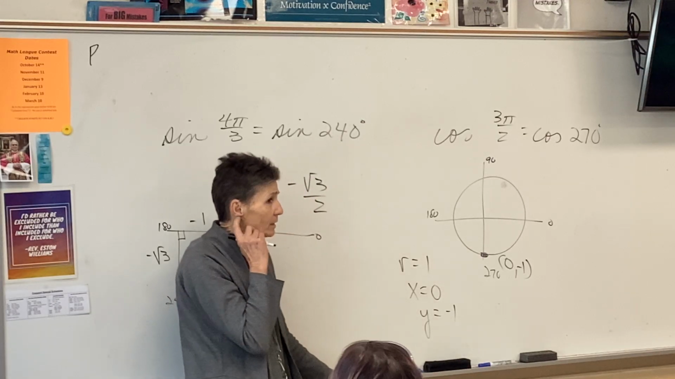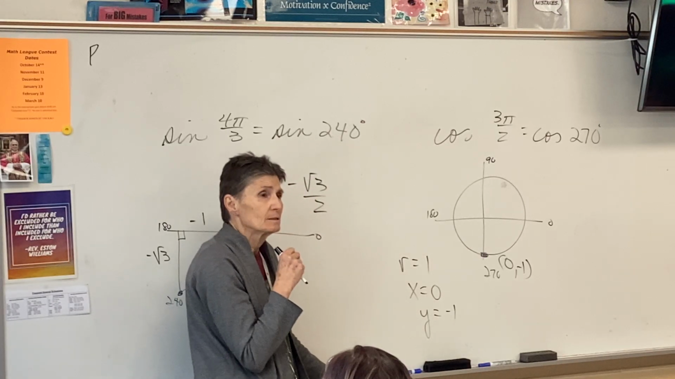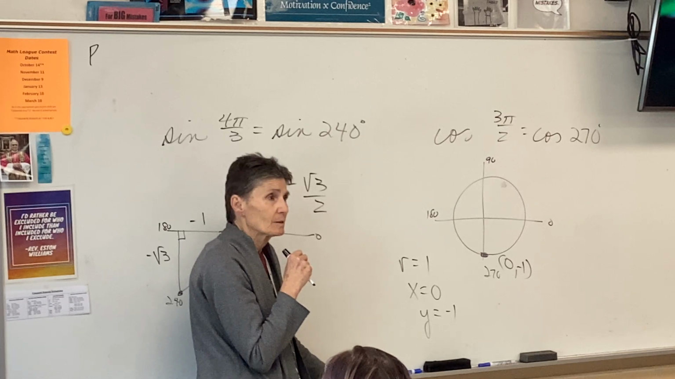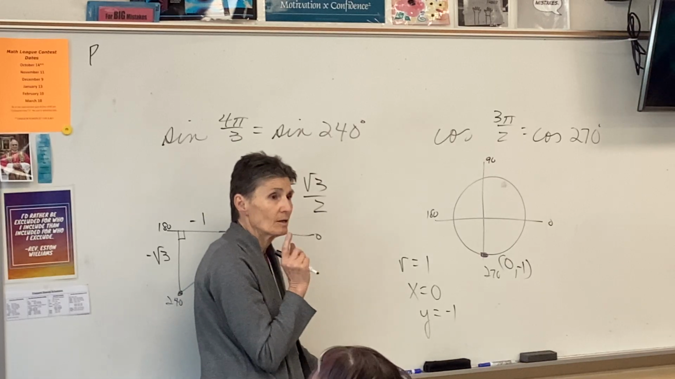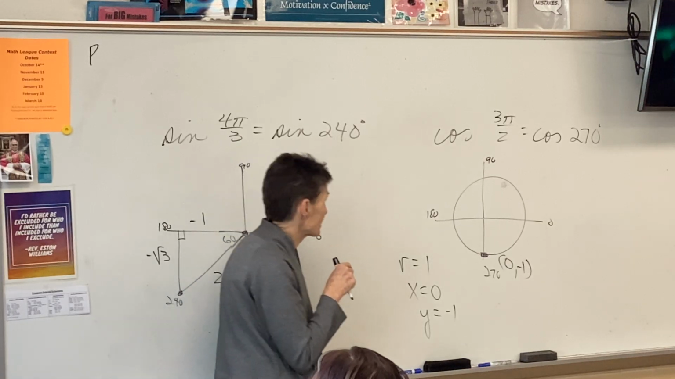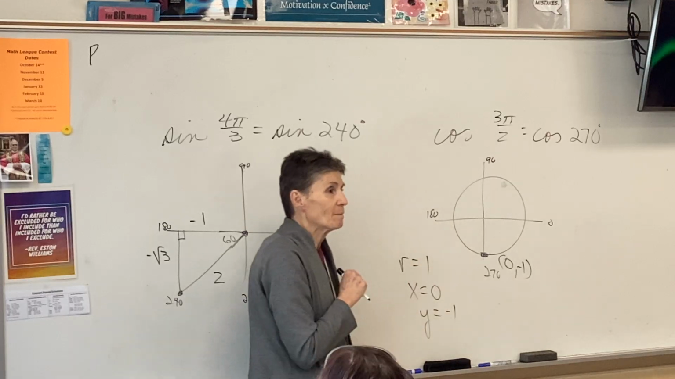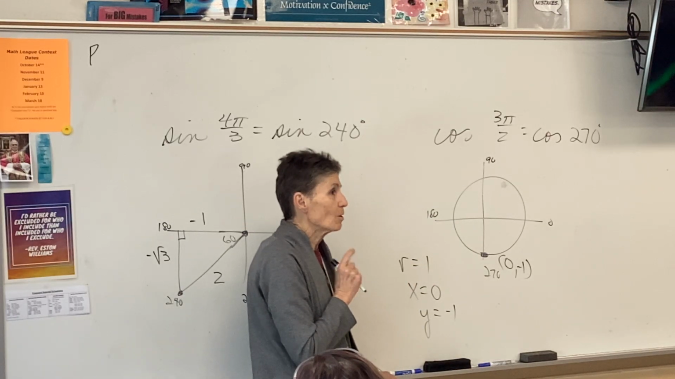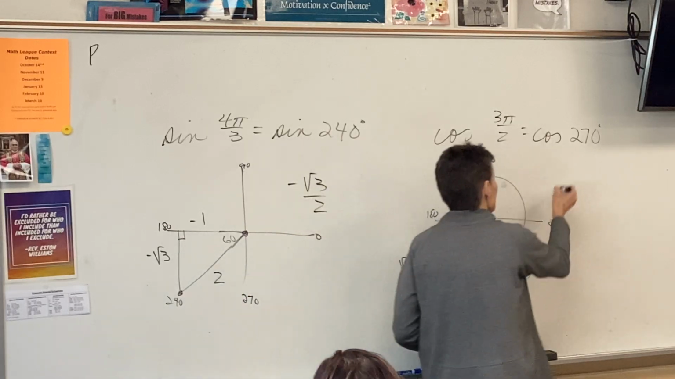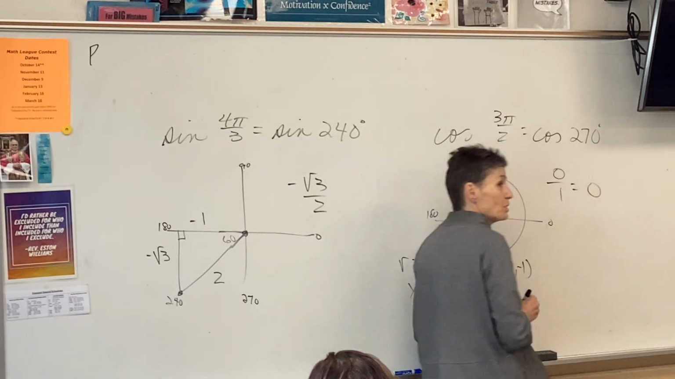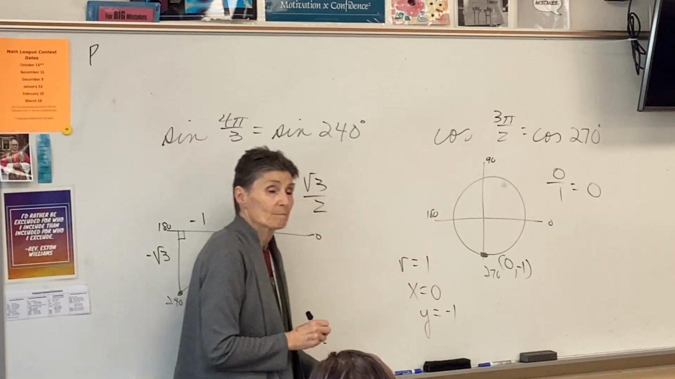And then I gotta remember what cosine is. Adjacent over hypotenuse, SOH CAH TOA. Oh, I need my other definition. X over R. X over R would be 0 over 1, which is 0.